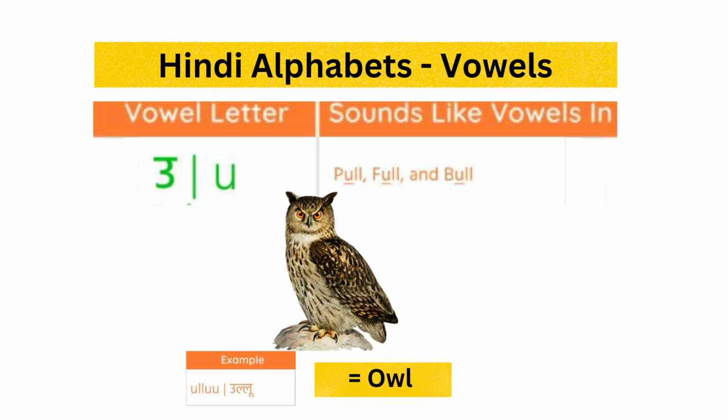The fifth vowel in the Hindi alphabet is U. It is similar to how you pronounce vowels in words like pull, full, and bull. The vowel sound here is not stressed. The Hindi word ullu, which means owl, starts with the letter U.